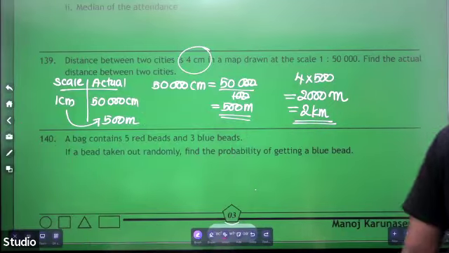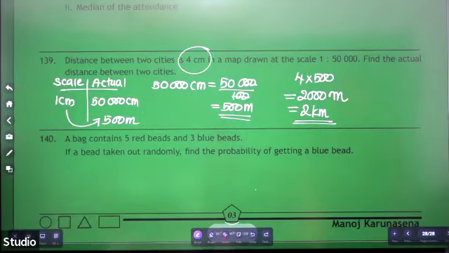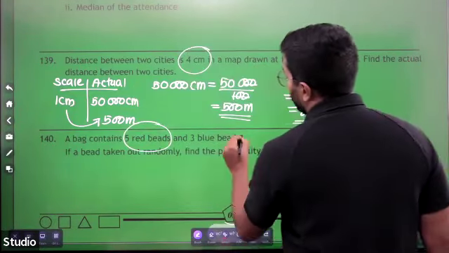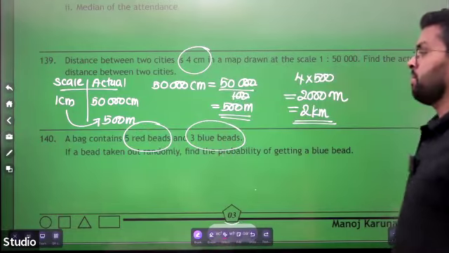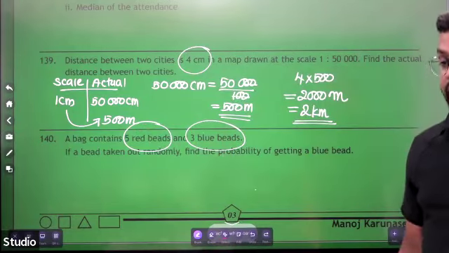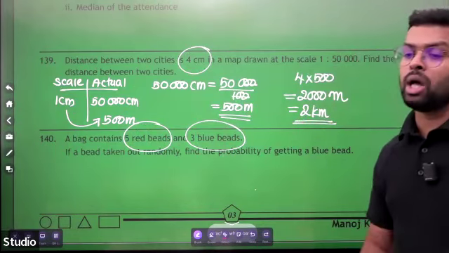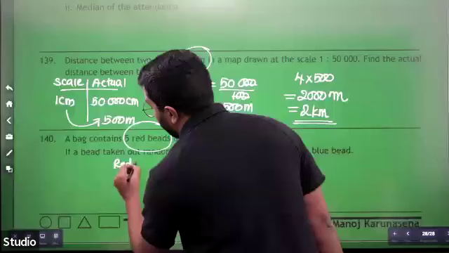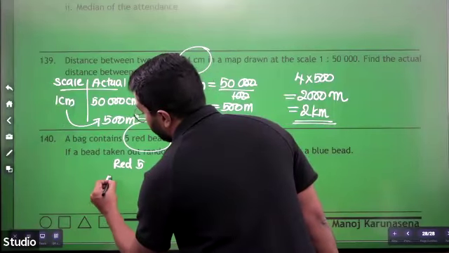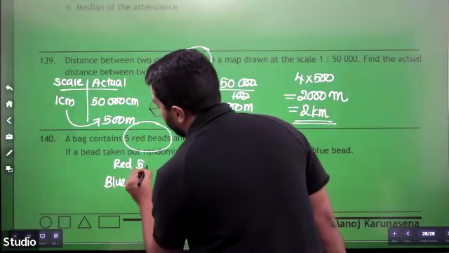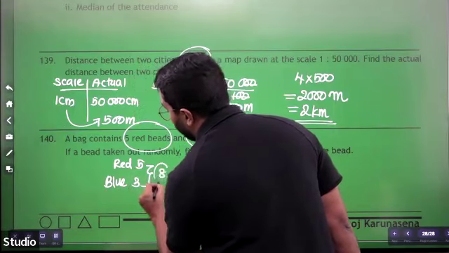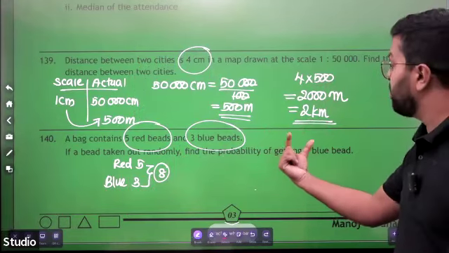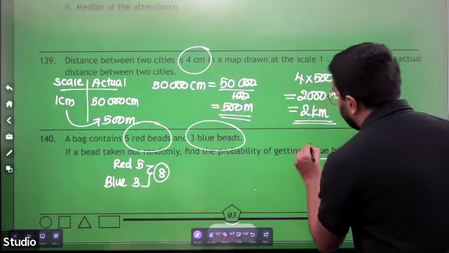A bag contains 5 red beads and 3 blue color beads. Altogether, how many beads? We have 5 red beads and 3 blue color beads, so altogether 8 beads. A bead is taken randomly. Find the probability of getting a blue color bead.